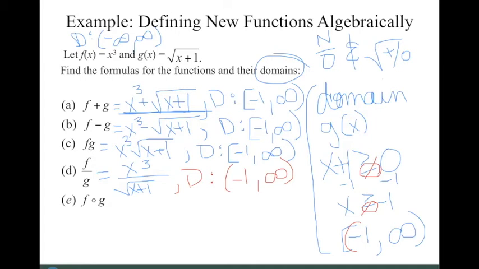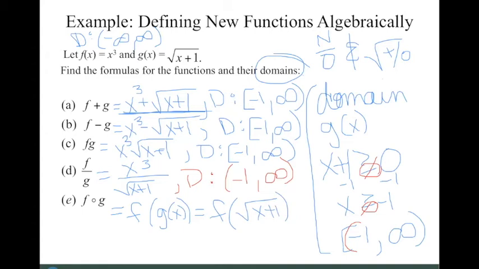And so when we're looking at f composed with g, the first thing I'm going to do is write this as f of g of x so that I can see which one's on the inside, which one's on the outside. So g is the one that I'm going to substitute in. So this is f of g of x, substituting square root of x plus 1.